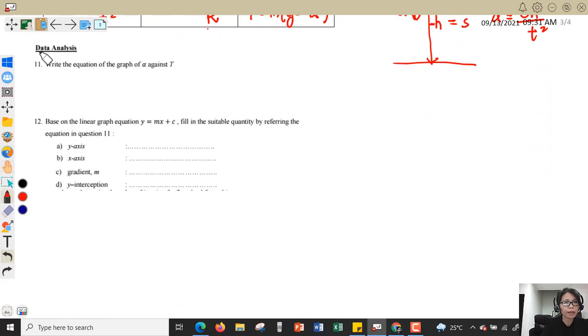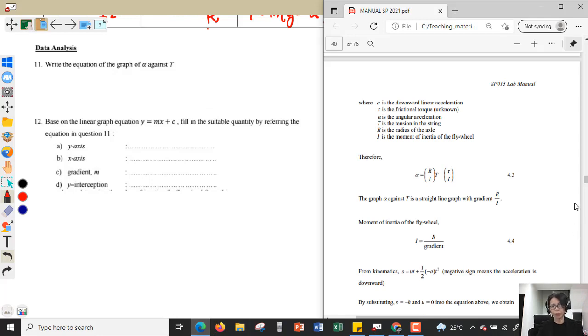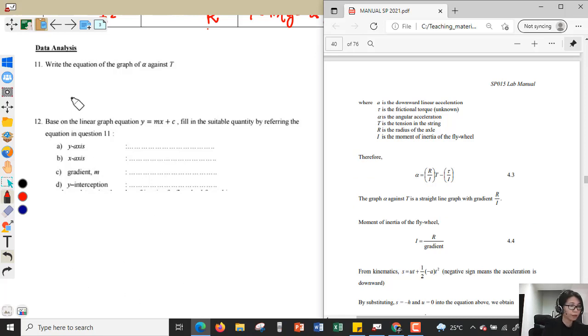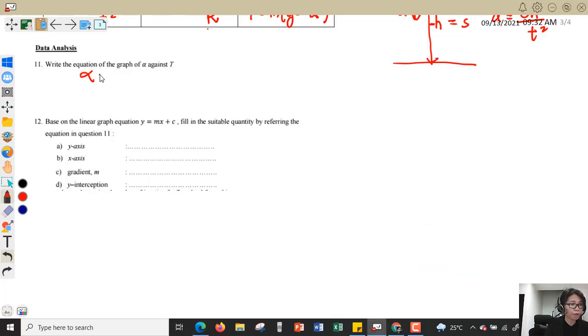Now we move on to the data analysis. Question 11. Write the equation of the graph of alpha against t. So, what is the equation in the theory that we are going to use for this experiment? We are going to use equation 4.3, whereby we are going to plot a graph alpha against t. So, we have the equation: alpha is r over I in bracket times T, minus the frictional torque over I.